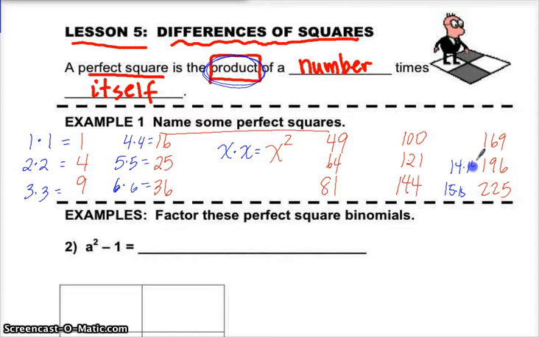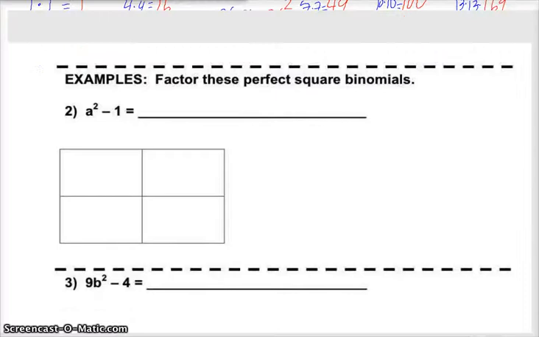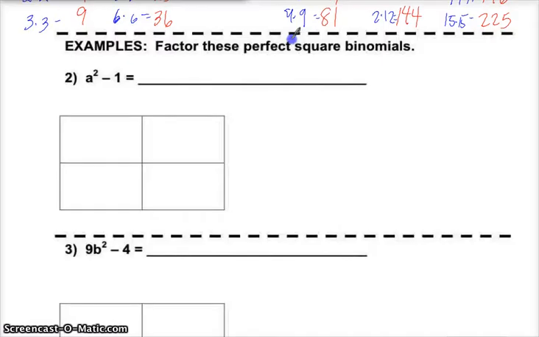If you have a calculator, you could do that on the calculator, or if you ever forget. But here are the perfect squares all the way through 15. Why am I writing them out? Because these are what you're going to see through all these factoring problems. So let's use this information to factor these perfect square binomials.